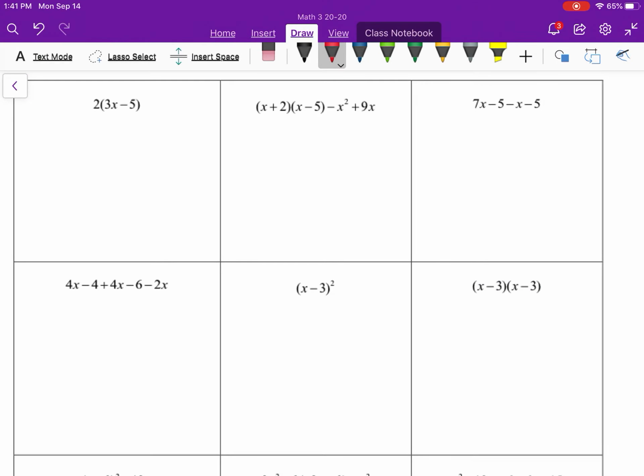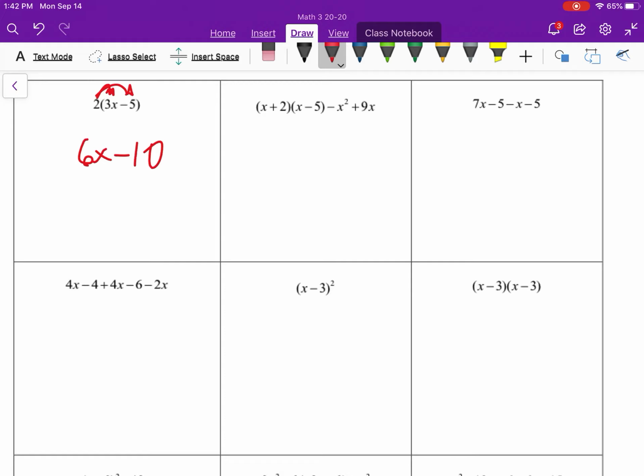Here I have 6 problems, and I'm going to try to figure out which ones are equivalent to which. In order to do so, I'm just going to use order of operations and simplify each of them and then see which ones match. So starting with the first one, I'm going to go ahead and distribute the 2 and get 6x minus 10. Okay, so now when I do the rest of them, I'm going to look for 6x minus 10.